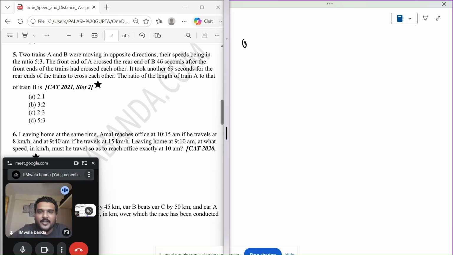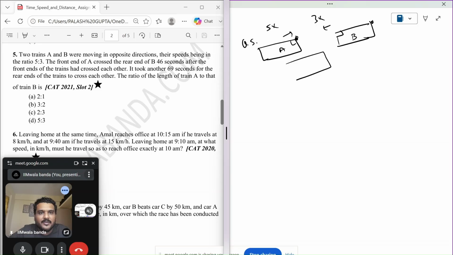All right, let's go to question number 5. Two trains A and B, they are moving in opposite direction. Train A and train B, they're moving in opposite direction, and their speed are in ratio 5 is to 3. The front end of train A crossed the rear end of the train B 46 seconds after the front end of the trains had crossed each other. So after some time, the two trains will come towards each other. Let's assume length as this, and this has happened.